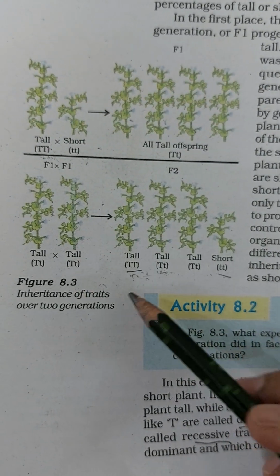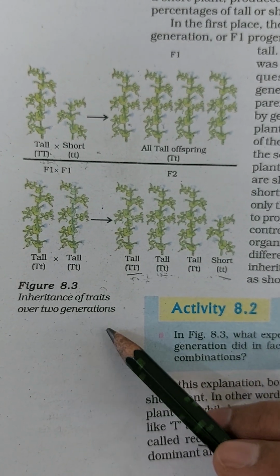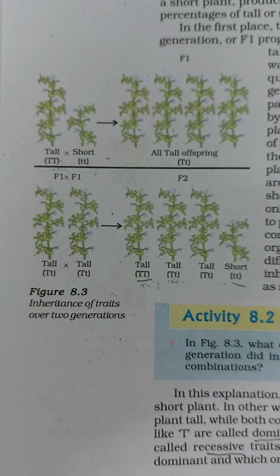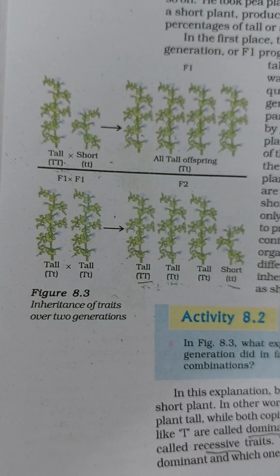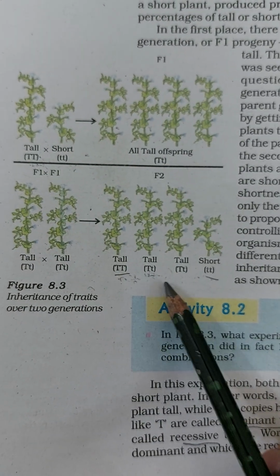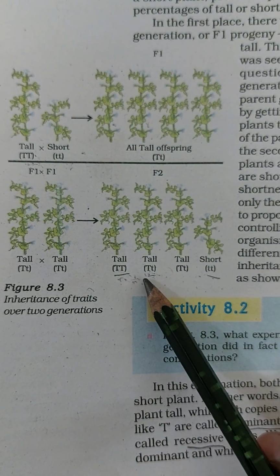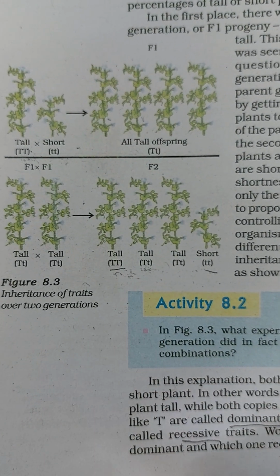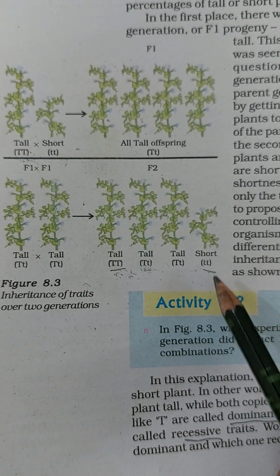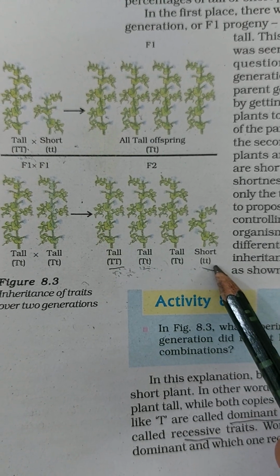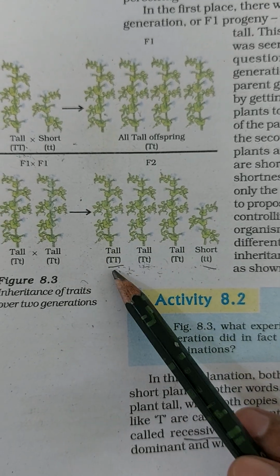So this experiment is known as monohybrid cross, and it shows the inheritance of traits over two generations, right? Here both capital T capital T and capital T small t are tall plants. So in the F2 generation we see a 3:1 ratio, meaning 3 tall plants and 1 dwarf plant, or we can say the genotype will be 1:2:1, that is, one is pure dominant, one is pure recessive, and two are impure dominant.